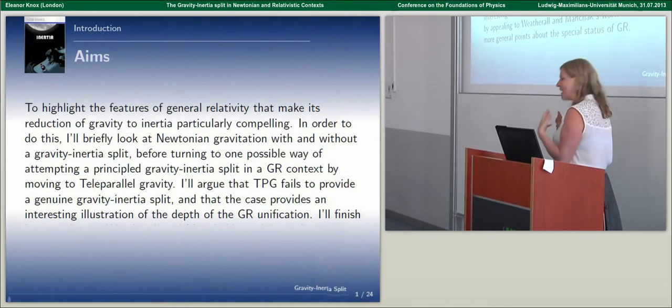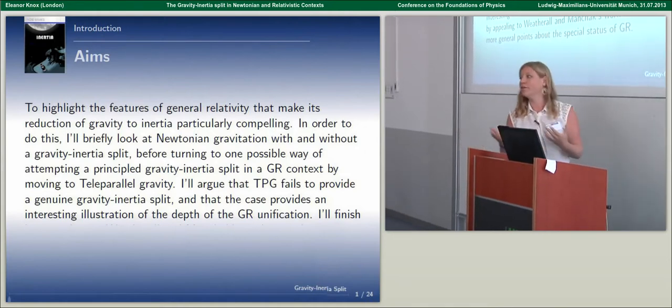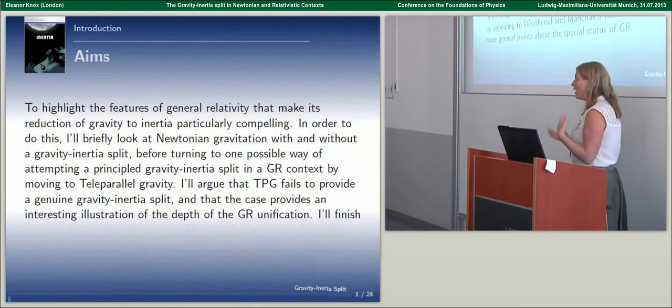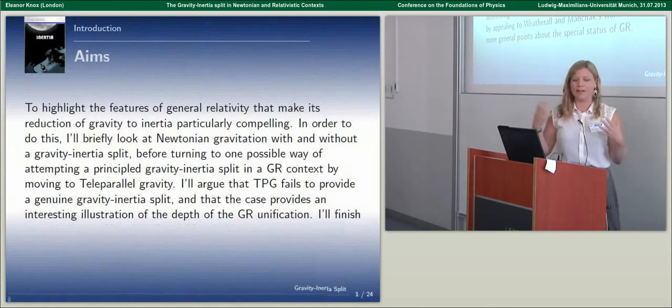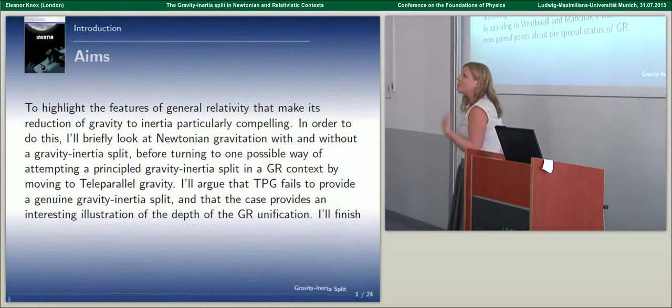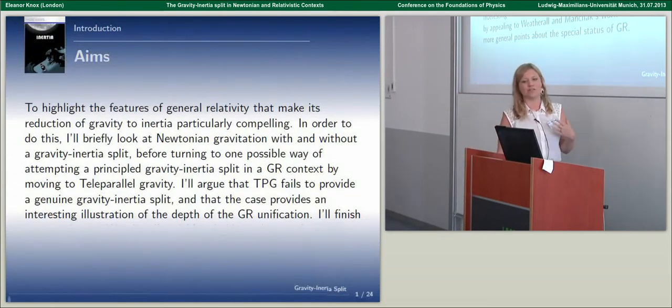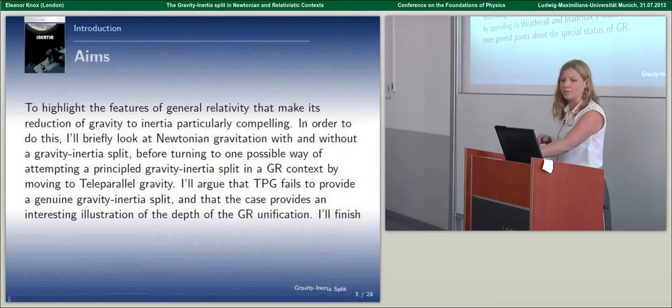All right, so what am I going to do today? Perhaps I should say this isn't exactly a paper. I've done a lot of work on theories that split up gravity and inertia or recombine them. And so I'm going to try and bring some of the ideas in that work together. In particular, I'm going to bring it together in a way that really highlights the features of general relativity that make its reduction of gravity to inertia particularly compelling.